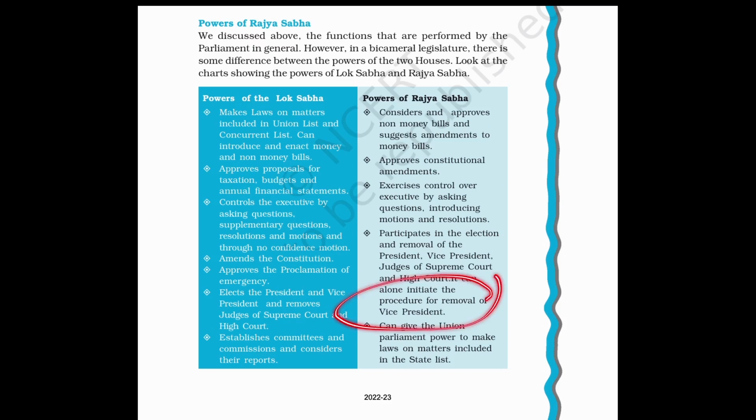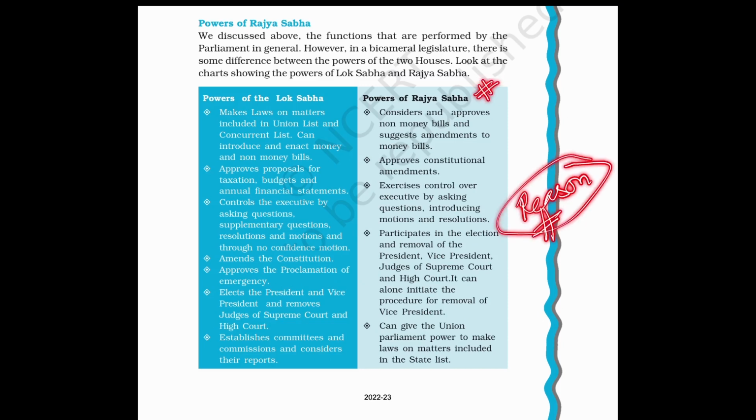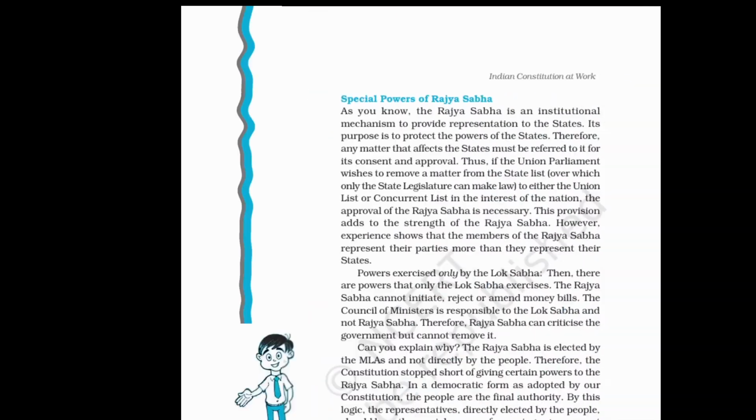Okay, one thing, it alone can initiate the process of removal of vice president. Only Rajya Sabha has the power to initiate the process for removal of vice president. There is a reason for it. If you know it, write in the comment section. If you don't know it, have that curiosity. I'll answer that when we do that. Also, it can give the Union Parliament the power to make laws on the matters given in the state list.